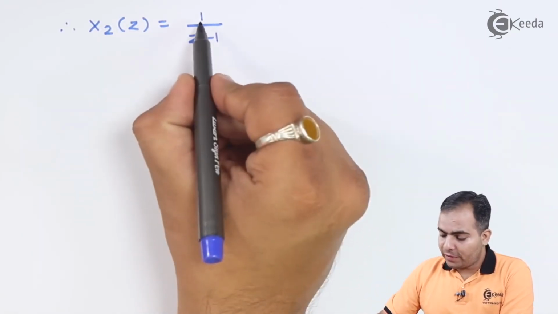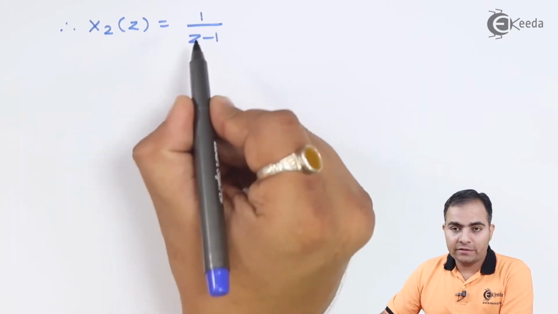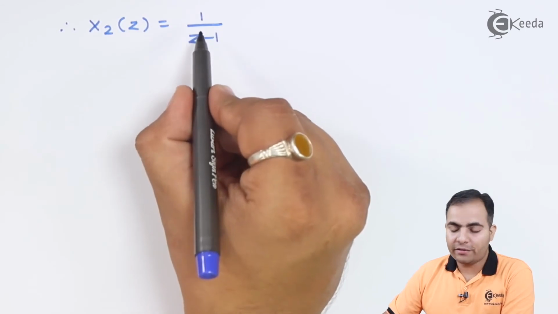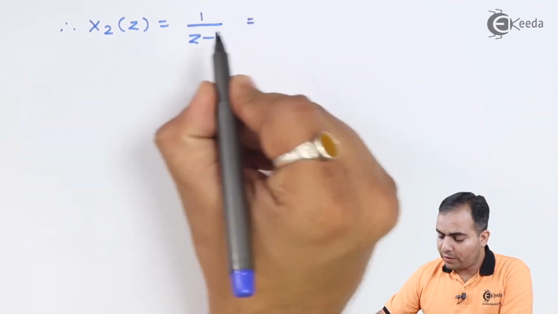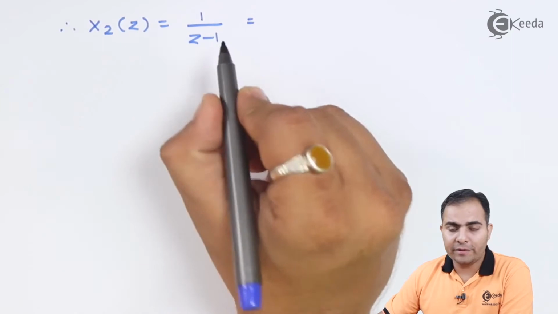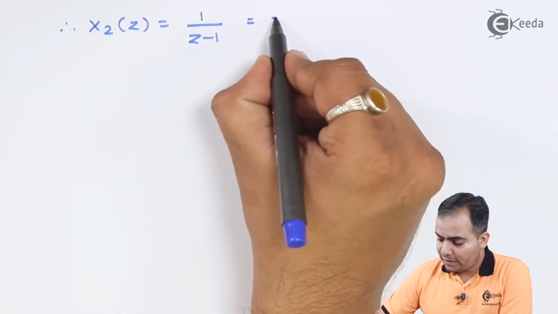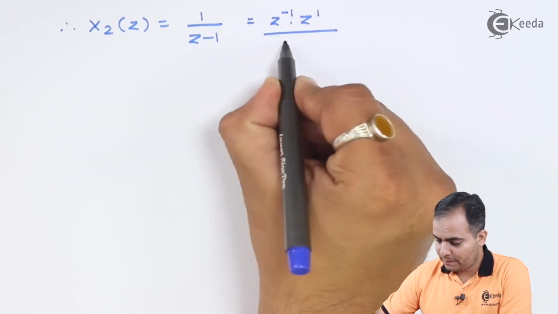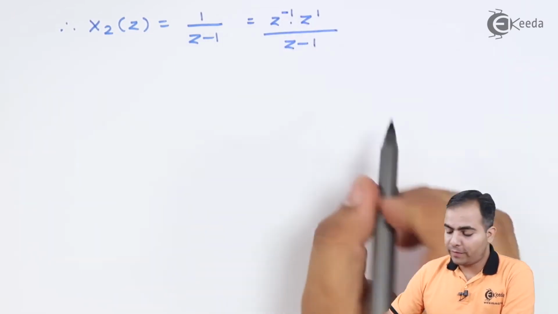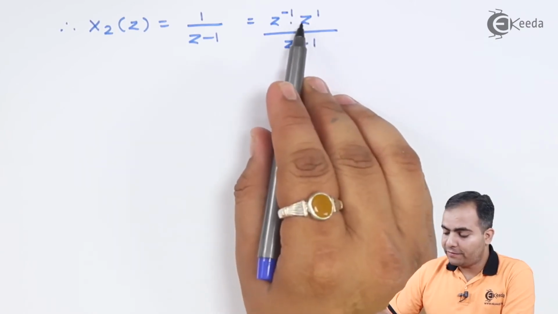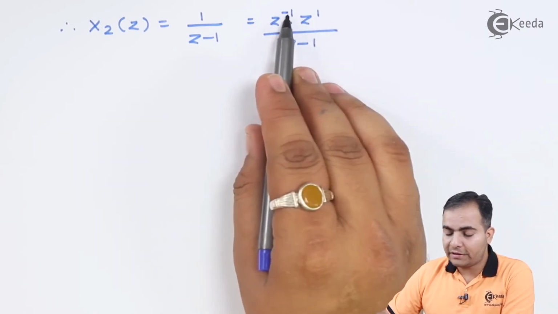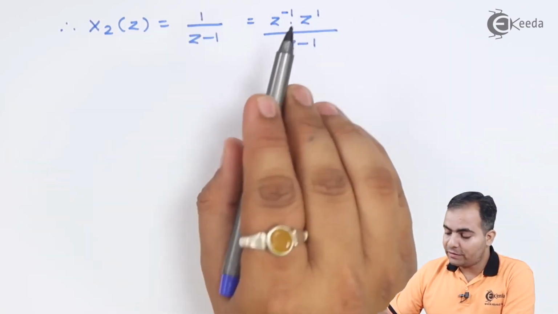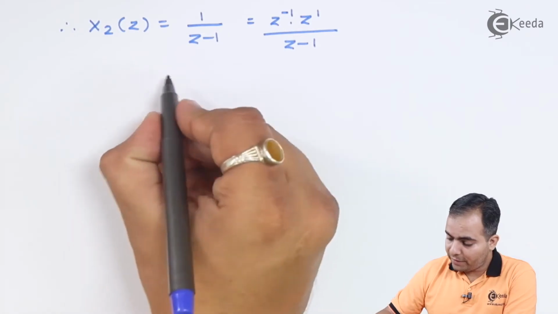Whenever we want to apply the inverse Z transform, it is necessary to have one z in the numerator of any function. So how do we get one z in the numerator? I'll multiply the numerator by z to the power minus 1 and z to the power 1. If the bases are the same, then powers always get added. So 1 minus 1 becomes 0, and z to the power 0 is always 1, which means my substitution is correct.